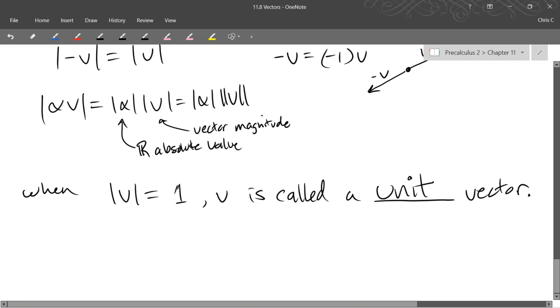Any luck finding the book notation? It's a big chapter.